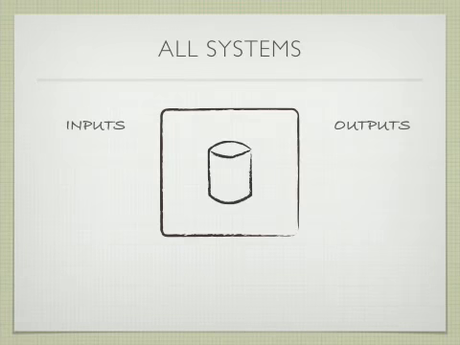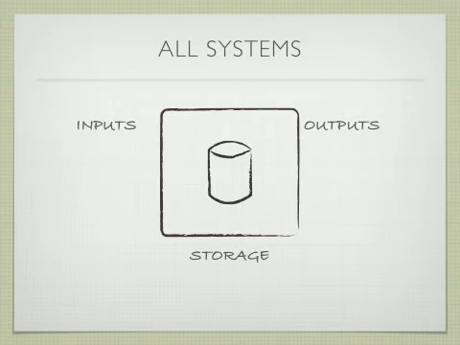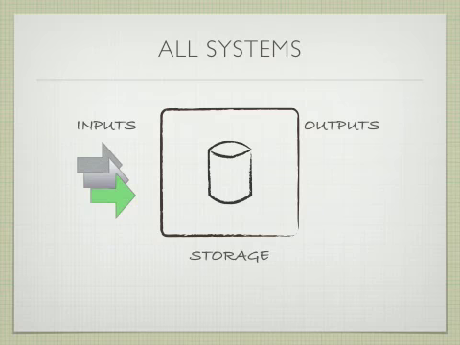The idea of function points is based upon the idea that all systems, manual or automated, have inputs, outputs, and storage. They all have inputs into a system. They all have outputs from a system. And they all have storage. Every system has multiple inputs, every system has multiple outputs, and every system has storage.